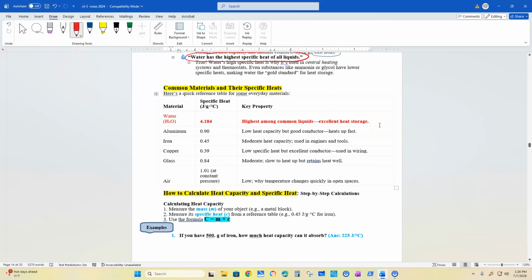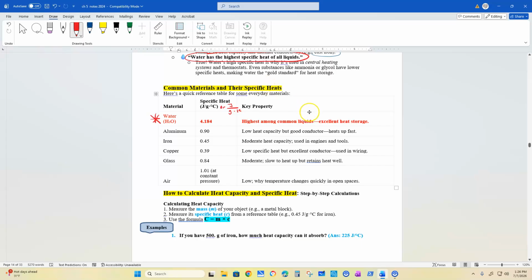When we do calculations in about 10 seconds, we're gonna need these values. These are common materials and their specific heats. As you know, water's right there. Water has a specific heat of 4.184 joules per gram times degrees Celsius, or as I said, joules per gram times Kelvin, okay? Out of all the liquids, it's got the highest specific heat. Some metals out there, as you see, glass, we got air at constant pressure, okay? So these are common specific heats.